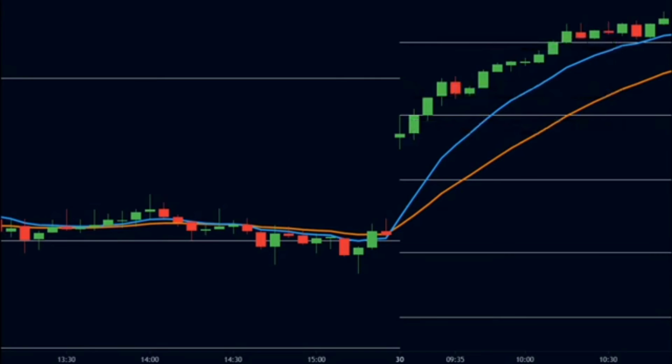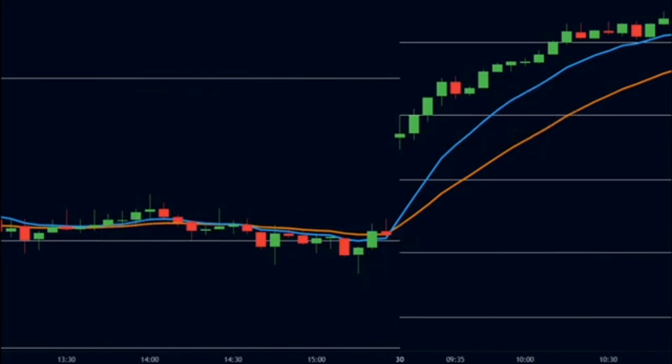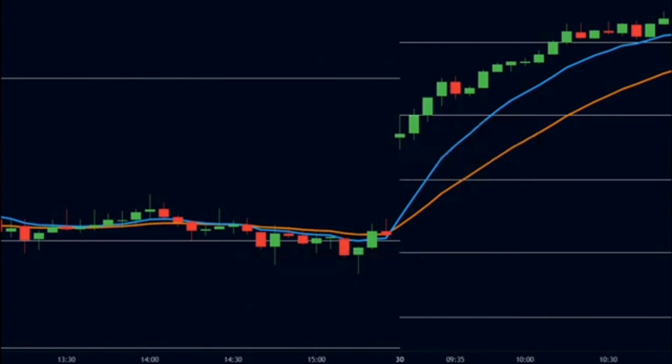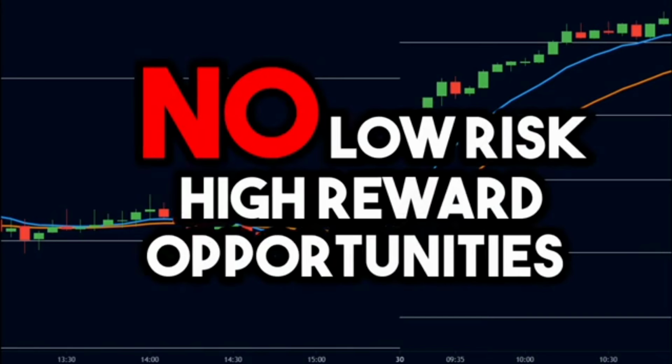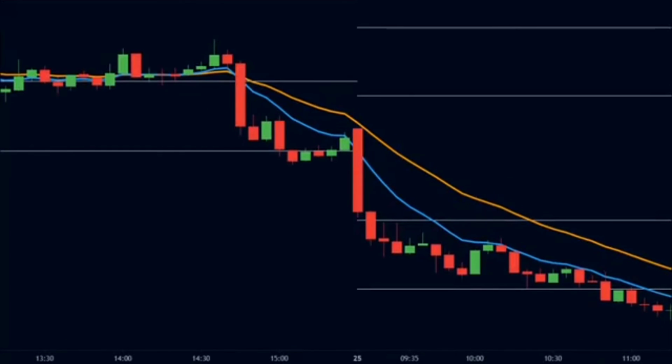In scalping we cannot expect a very good risk-reward ratio. If a trade gives us a risk-reward ratio of 1:1, then it is a good trade. Anything above 1:1 would be a great trade. But you cannot expect low risk, high reward opportunities in scalping. Let us now look at a sell trade.